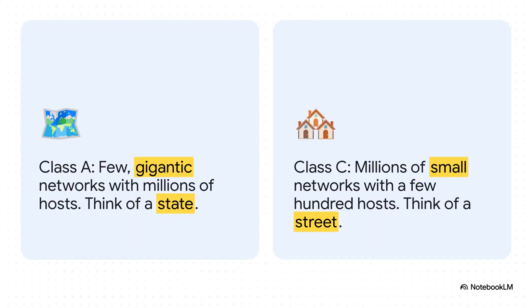So what's the real difference here? Honestly, it's all about scale. A Class A network is like having an address for an entire state. One network that can hold something like 16 million different devices. It's massive. A Class C network, on the other hand, is more like a single residential street, with room for just 254 devices. They were built for completely different jobs.